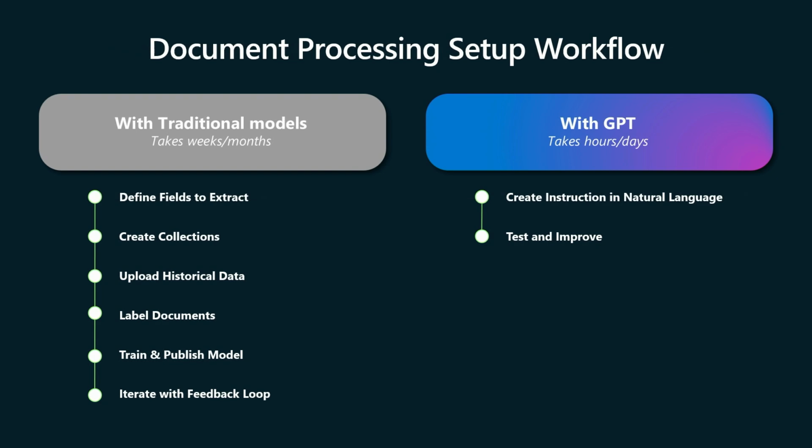So before I had to define every single field, to create collections, if I had different layouts to tackle, like upload each of them, tag them manually, it was an iterative process and very long. And now with GPT, it's just an instruction. I can also iterate accordingly, but it's very, very fast in comparison.